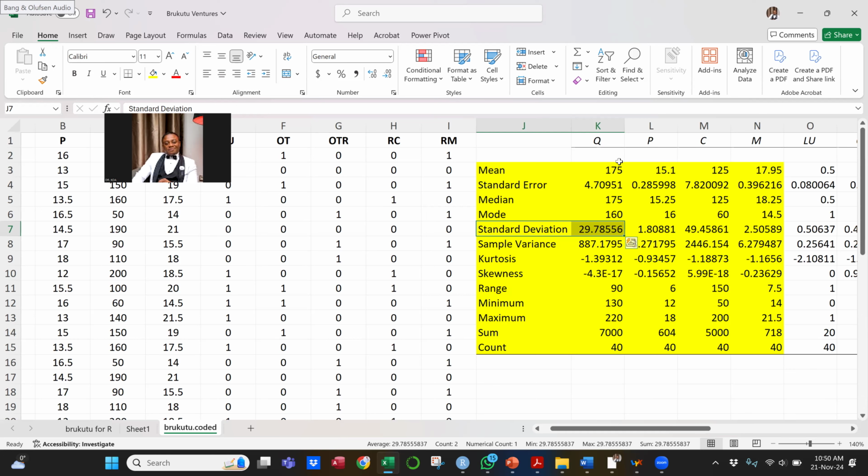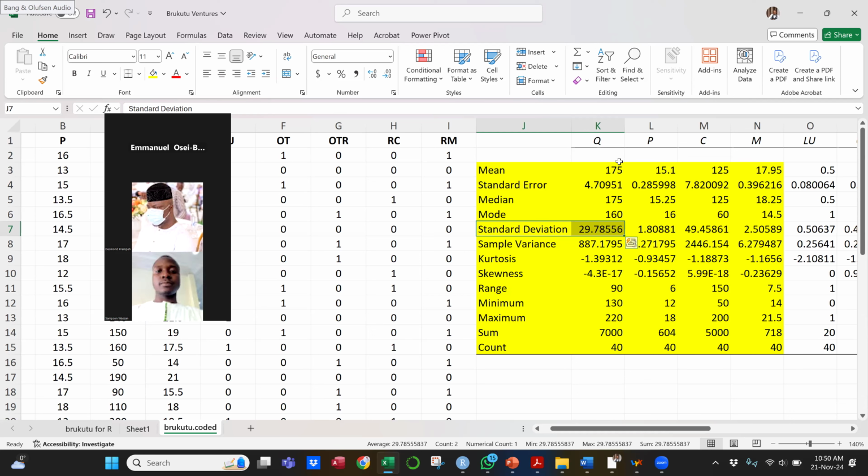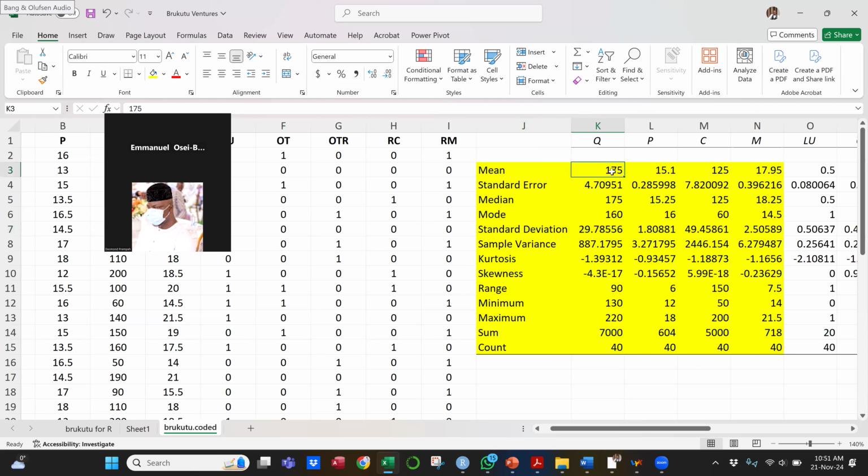When the standard deviation is 0, who can tell me what does that mean? You guys have been hearing these words a lot. Today I'm digging them further. When the standard deviation is 0, it means that the values are the same. Exactly. It means that they all have the same value. It means that if the mean is 175, all of them will have 175, 175, 175, 175, 175.